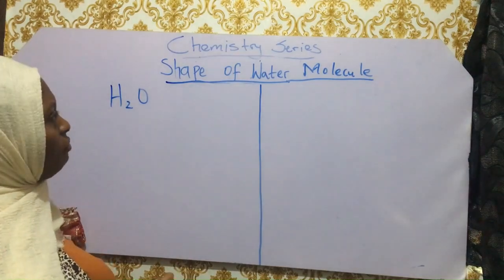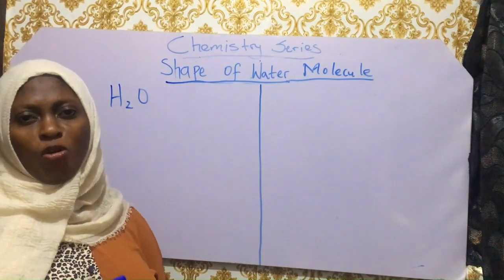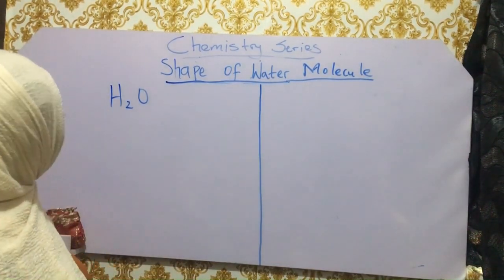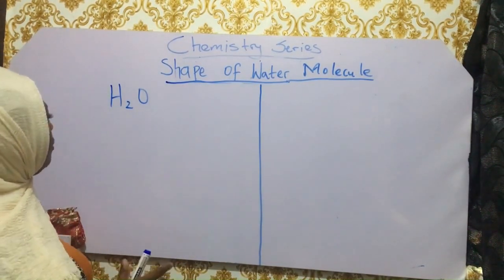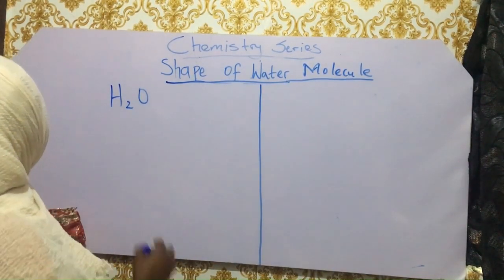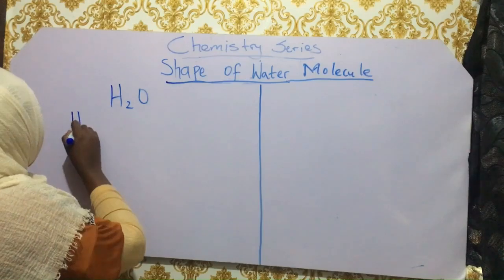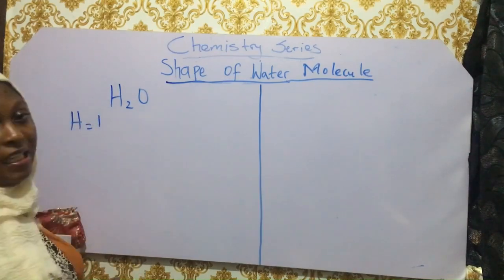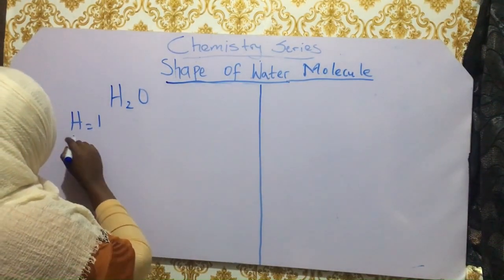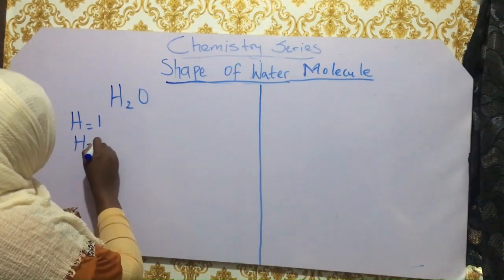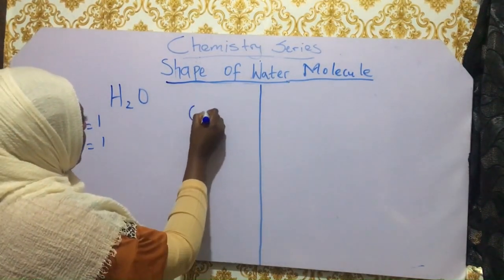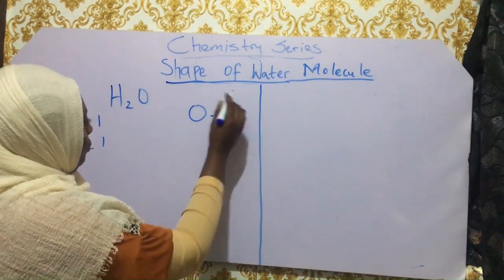But how do we come about the shape of water molecule? We are going to be learning about that in this class. Let's move on to the lecture. Now we said water contains 2 atoms of hydrogen and 1 atom of oxygen. Hydrogen has just 1 electron in its outermost shell. So 2 atoms of hydrogen, that means each hydrogen has 1 electron, and oxygen has 8 electrons in its shell.